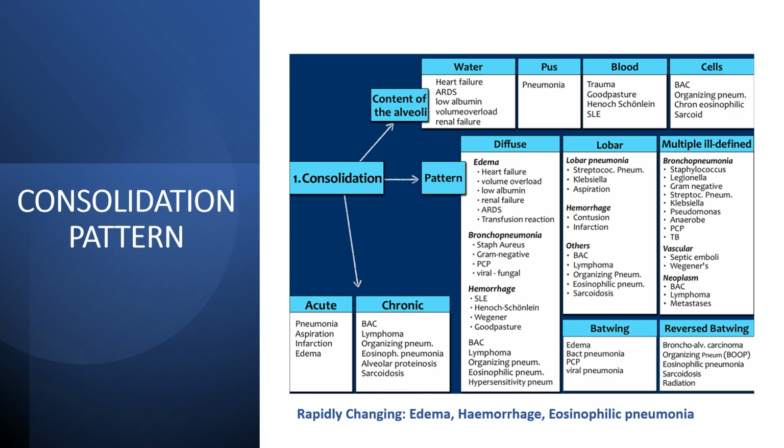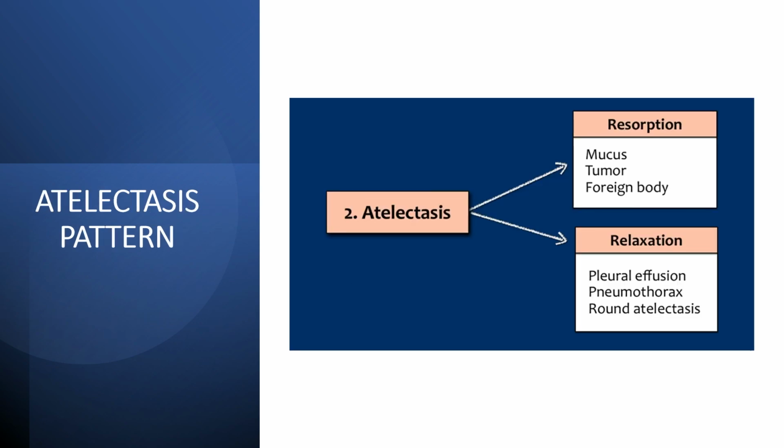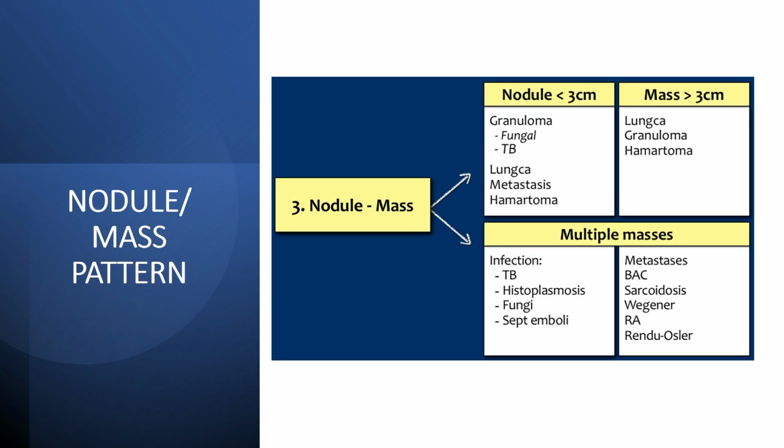So you have to really point out what your consolidation pattern looks like, and then you can formulate your diagnosis. If you have an atelectasis pattern, it can be due to resorption, which is basically obstructive atelectasis. It could be a mucus plug, commonly seen in asthmatics or ABPA patients, tumors, or a foreign body in children and old age. Then relaxation is passive atelectasis due to effusion or pneumothorax. Round atelectasis is again due to fluid.